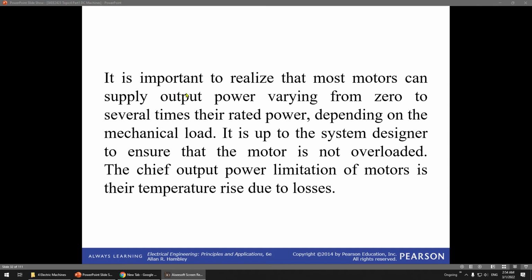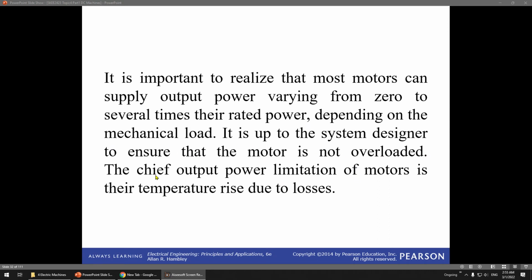It is important to realize that most motors can supply output power varying from 0 to several times the rated power, depending on the mechanical load. It is up to the system designer to ensure that the motor is not overloaded. So basically, even if the rating is somewhere here, you can connect a much higher mechanical load, but make sure it's not too overloaded.